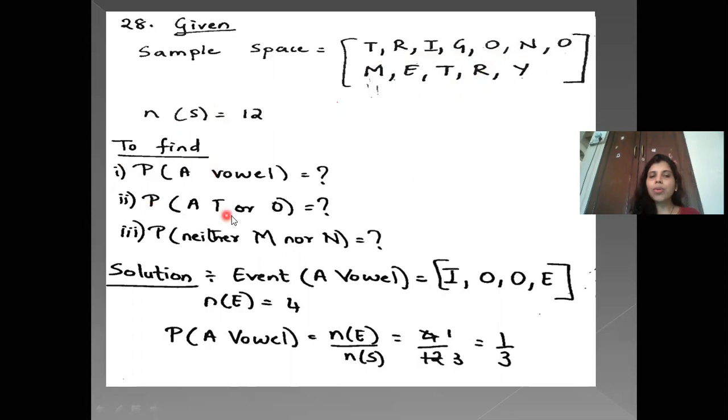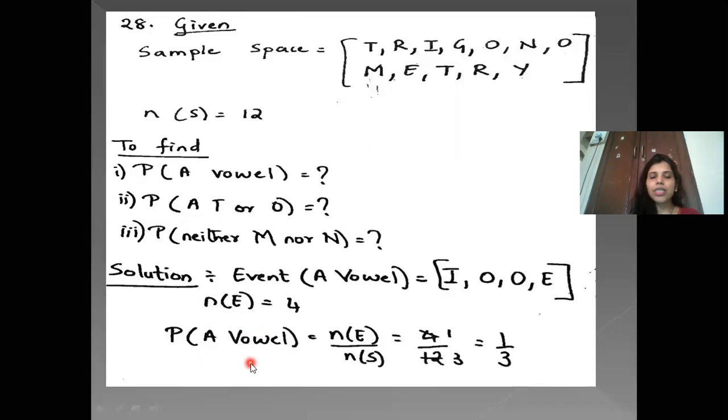You have to find the probability that it is a vowel. So vowels are A, E, I, O, U. You can see that here it is I, O, O. So we have listed both the O's and the I. So 1, 2, 3, 4. The number of events is 4.